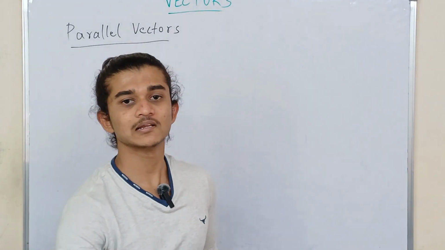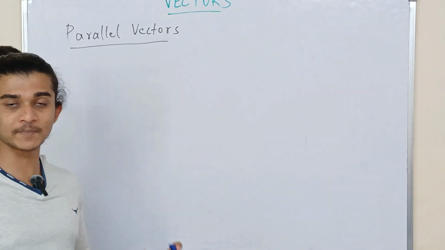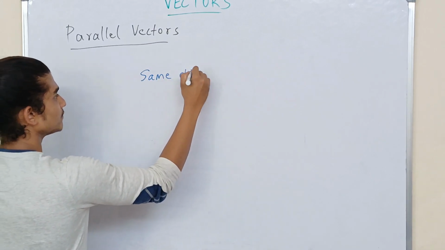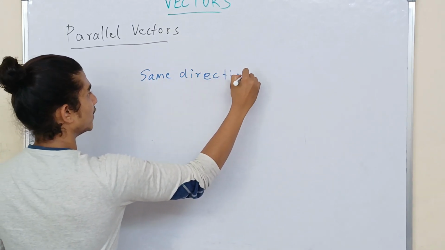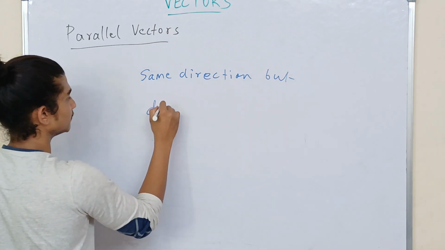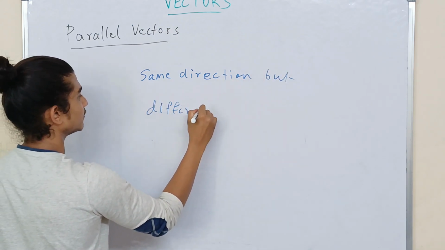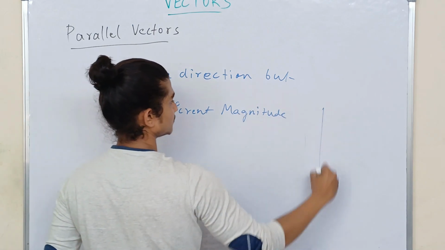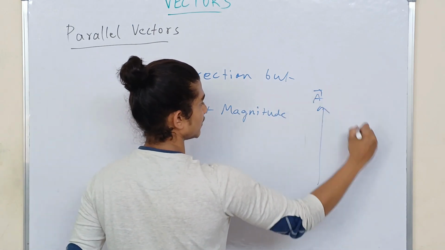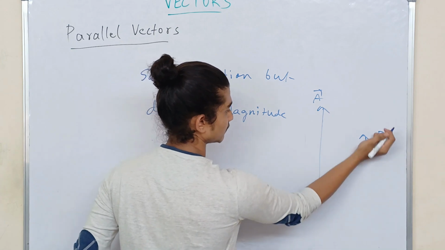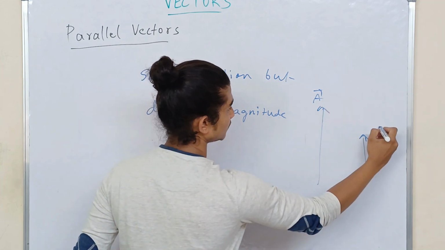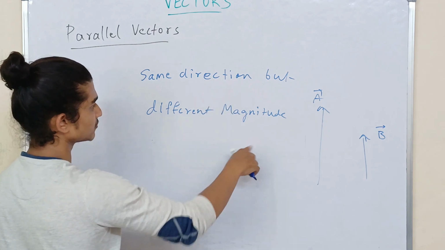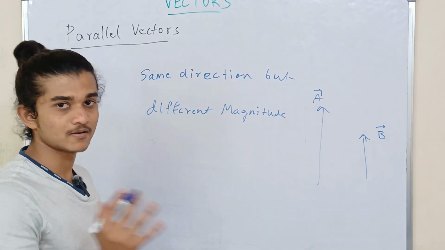So now let us see parallel vectors. Two vectors are said to be parallel if they have the same direction but different magnitude. For example, I can write like this. This is a vector A and this is vector B, almost in the same direction. So these two vectors have the same direction but different magnitude. So I can say these two vectors are parallel to each other.